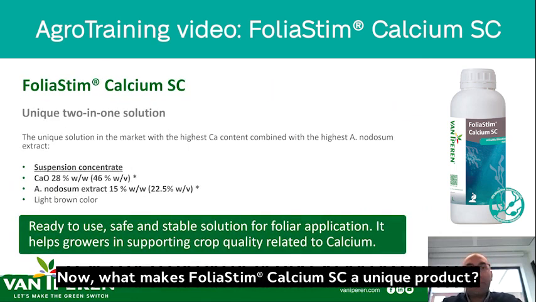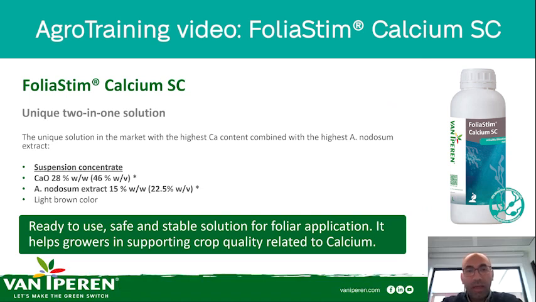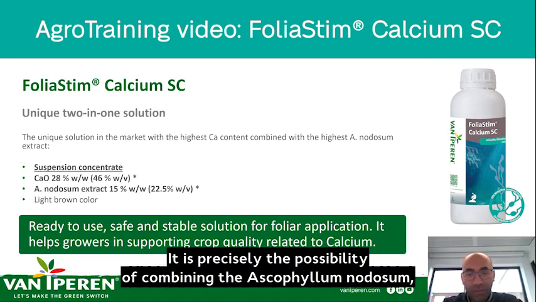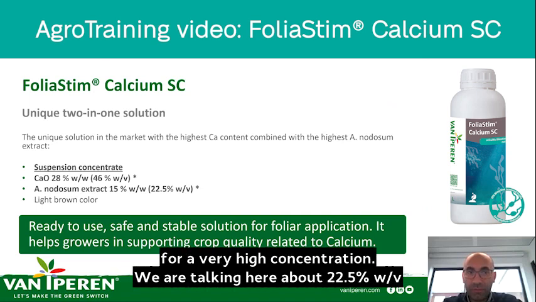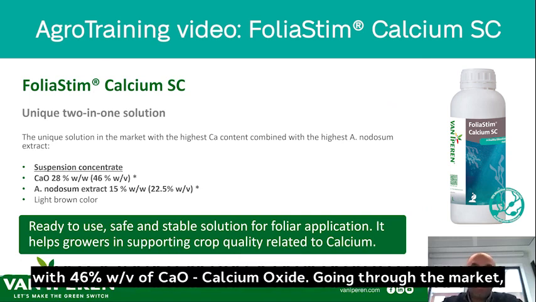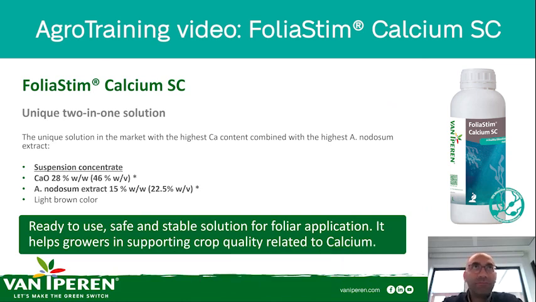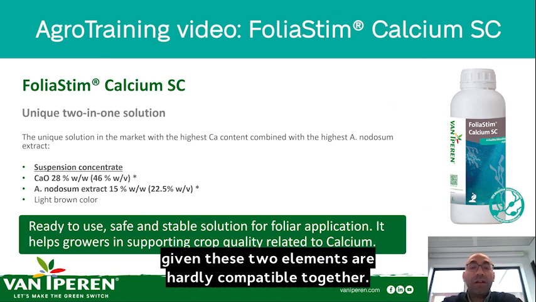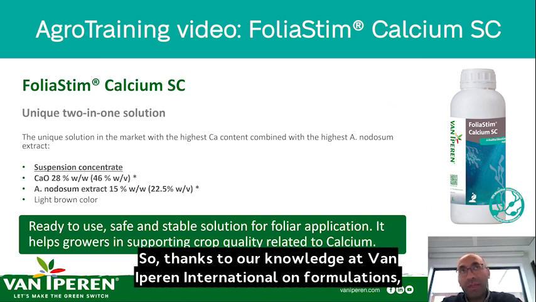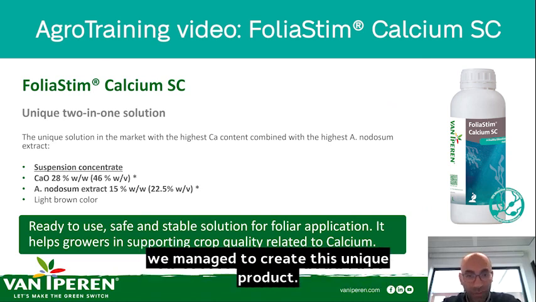Now, what makes Foliastim Calcium SC a unique product? It is precisely the possibility of combining the Ascophyllum nodosum at a very high concentration. We're talking here about 22.5% weight over volume, with 46% weight over volume of CaO, calcium oxide. You won't find any product on the market that is as concentrated, given these two elements are hardly compatible together. Thanks to our knowledge at Iperen International in formulations, we managed to create this unique product.